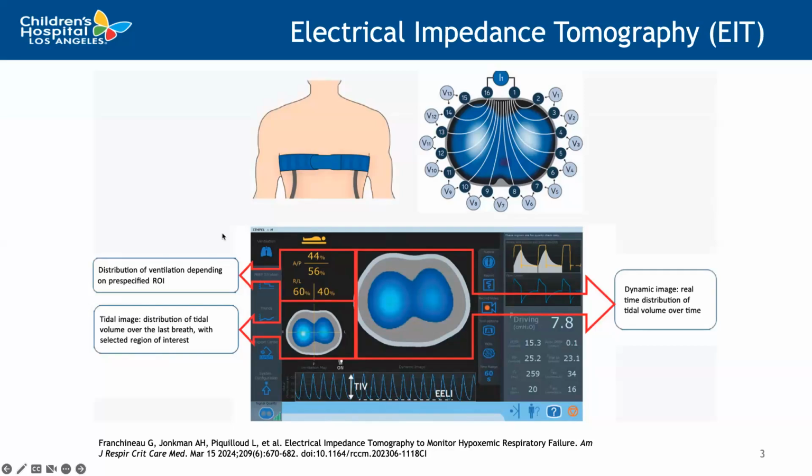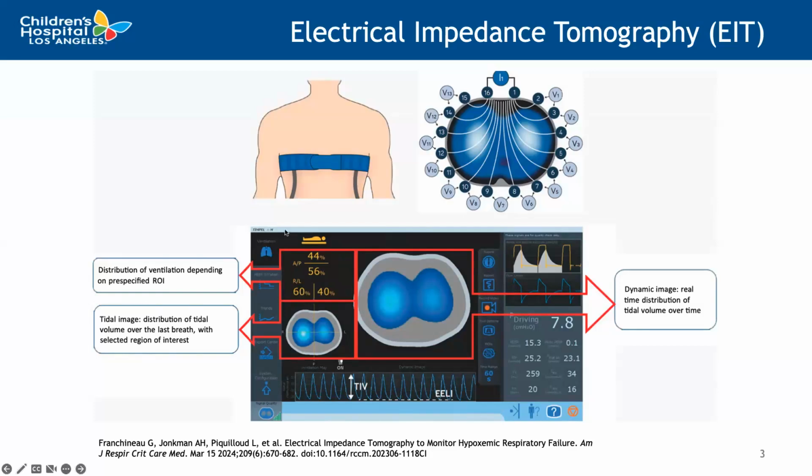The dynamic image, which is this image here in the center, is the real-time image of ventilation occurring in the patient in front of you. The image in the bottom left is called the tidal image, and this is the average of the last several breaths. And so you can start to see patterns of ventilation and inhomogeneity or homogeneity, depending on the particular case.